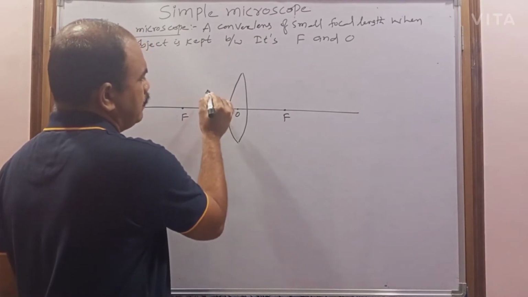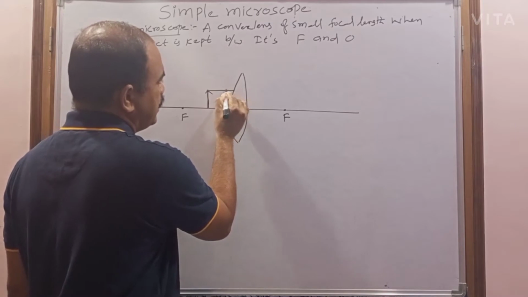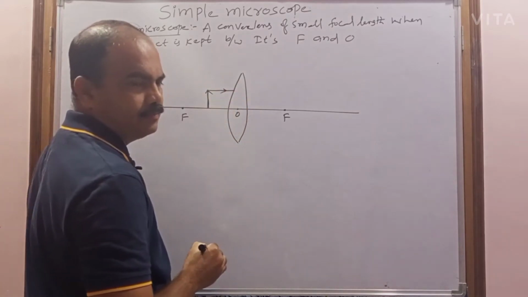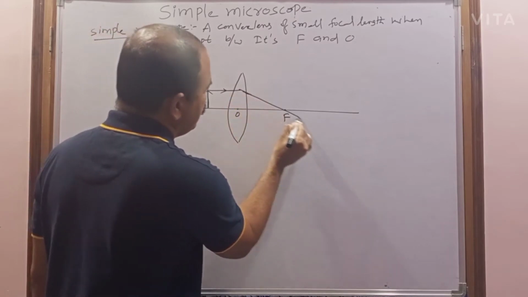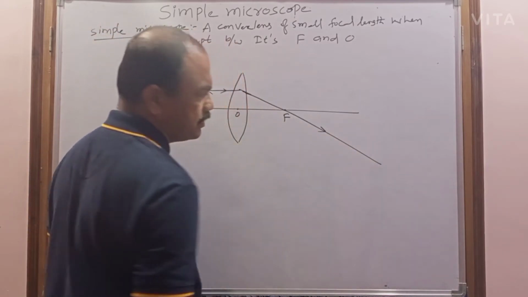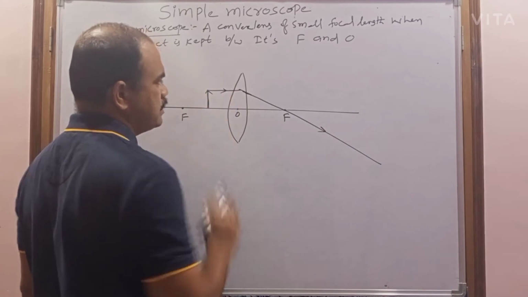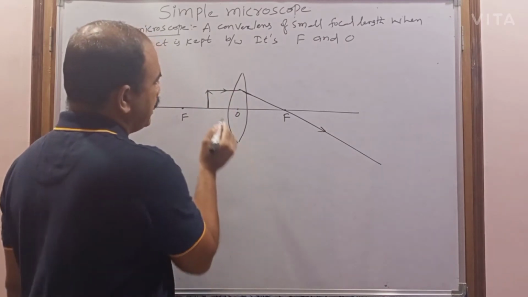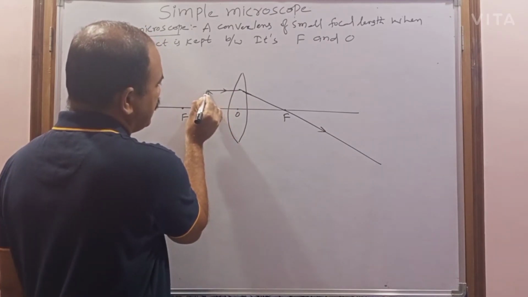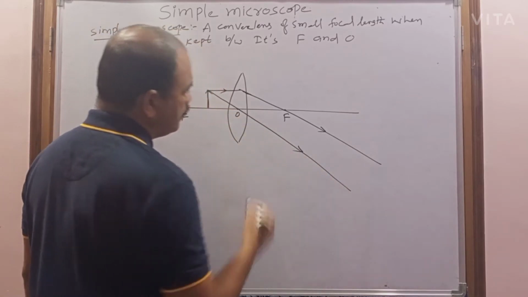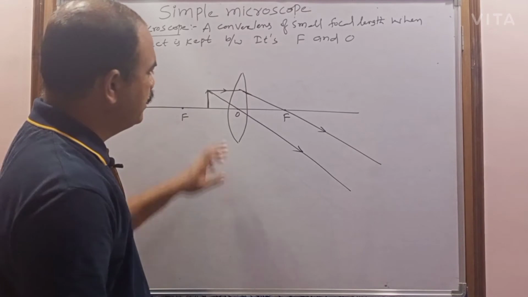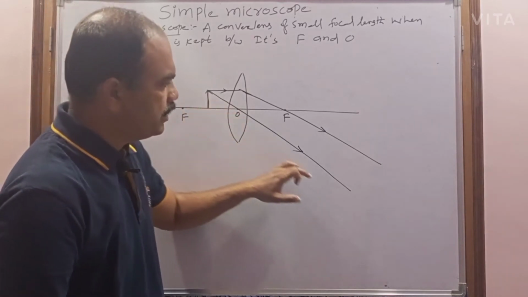If we take one incident ray parallel to the principal axis, after refraction it passes through the focus on the other side of the lens. This is the refracted ray and this is the incident ray. Next, I am taking another incident ray that passes through the optic center. After refraction it continues along the same path.